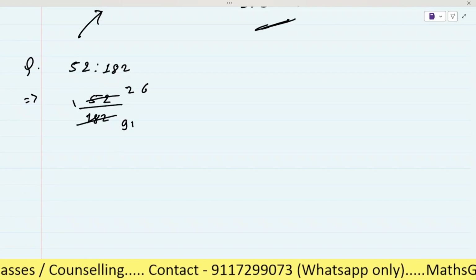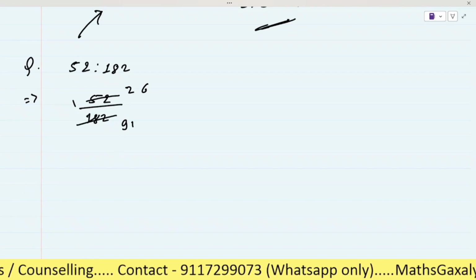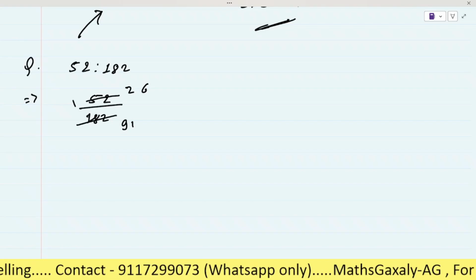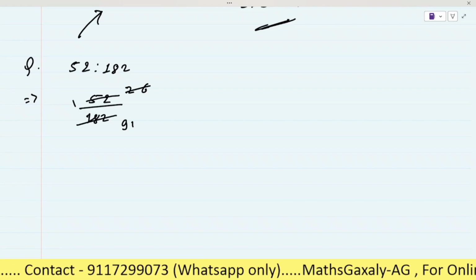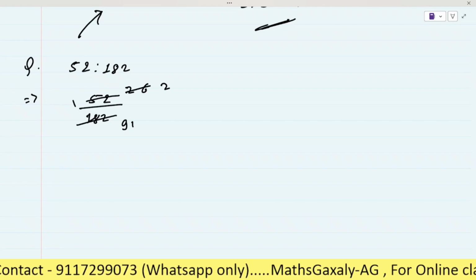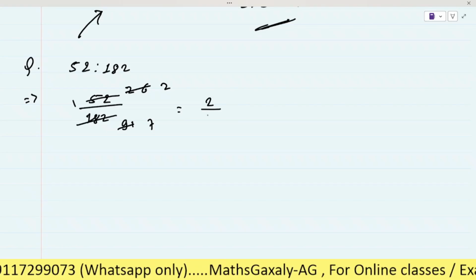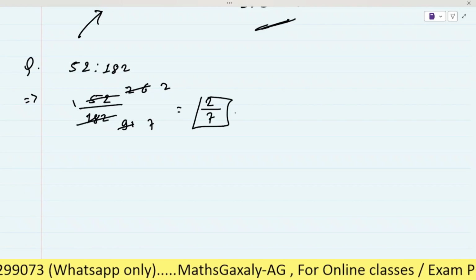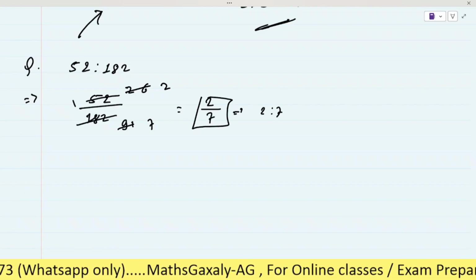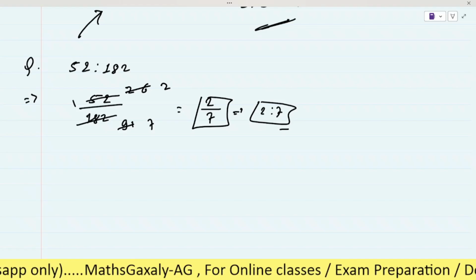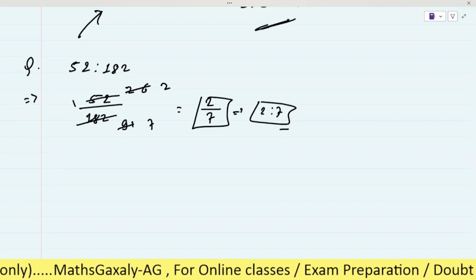Okay, then by what number will we divide? 13, as I told you, 13 1s are 13, 13 2s are 26 and 13 7s are 91. So it will be 2 by 7. Or the simplest form will be 2 is to 7. Is it clear? Okay, yes, sir.